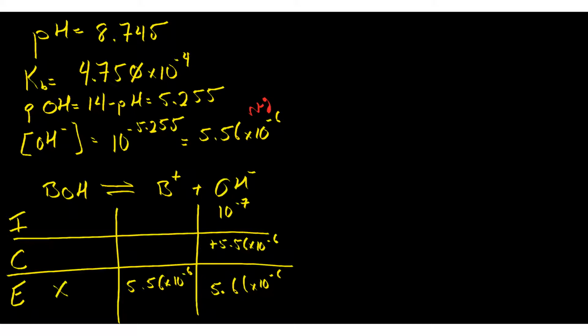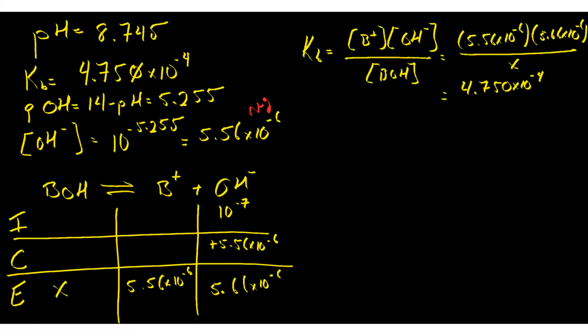Our equilibrium concentrations are X, 5.56 times 10 to the negative 6th, and I don't really feel comfortable assuming that the autoionization of water is negligible here, because that's 10 to the negative 7th, that's about 5% of 5.56 times 10 to the negative 6th. So 10 to the negative 7th plus 5.56 times 10 to the negative 6th is 5.66 times 10 to the negative 6th. It shows up, and it makes a difference. But let's go ahead and plug all that into our equilibrium expression.